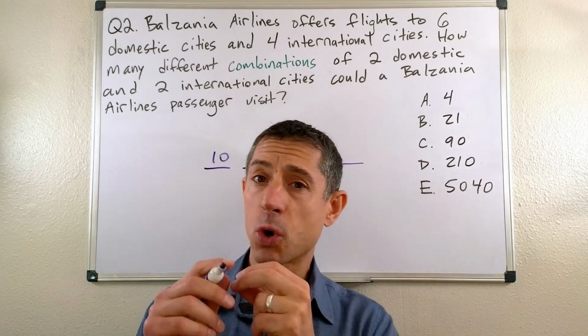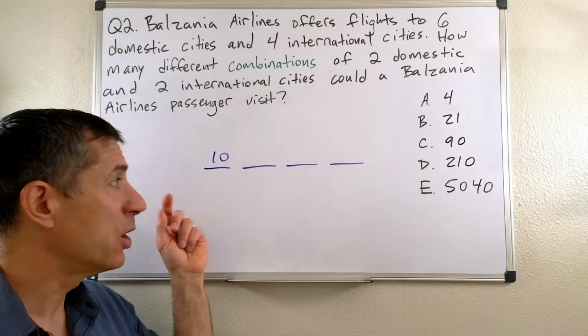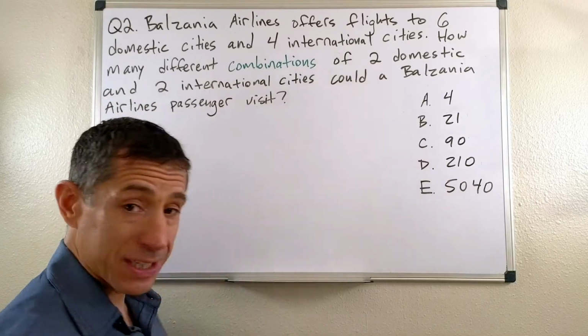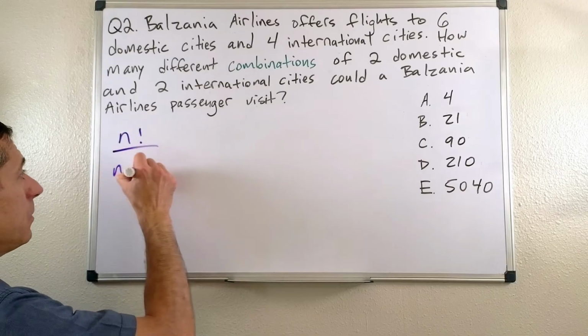Now, as soon as you hear that word choose, that's your hint. This is combinations, not permutations. Order doesn't matter at all. We're not going to use slots. Instead, when order doesn't matter, we're using a nice little formula. If you've never seen it before, I'm going to explain it quickly.